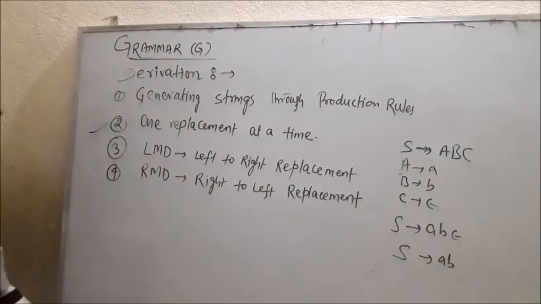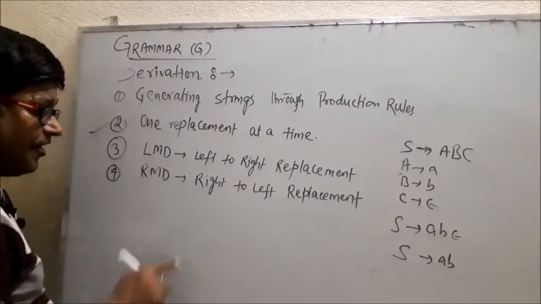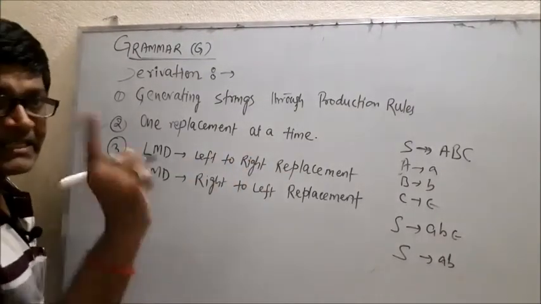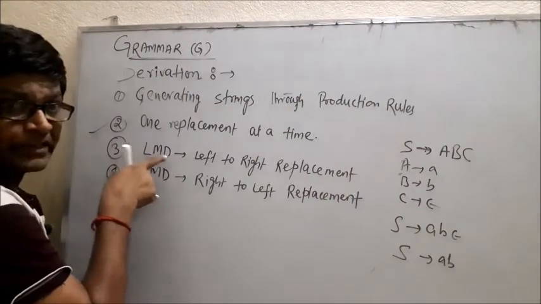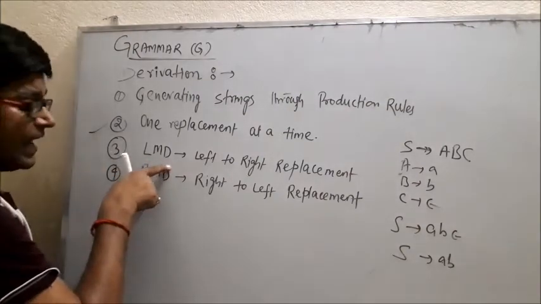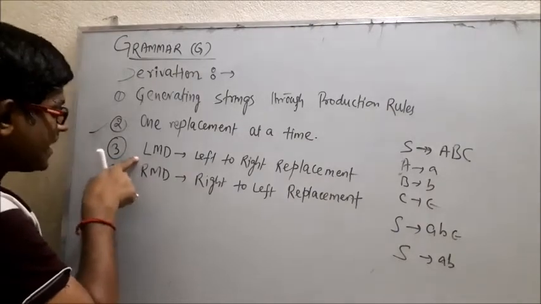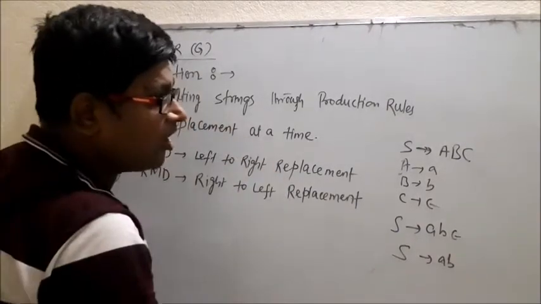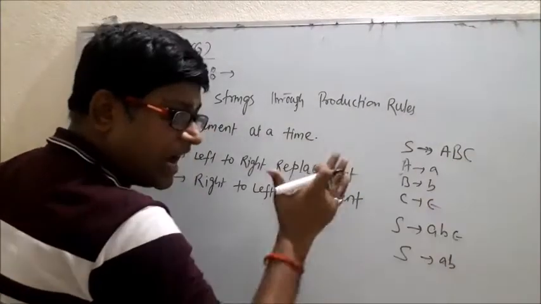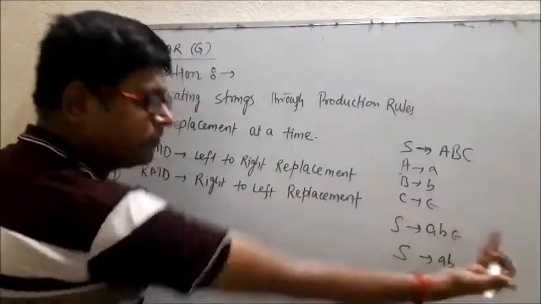The third point is, when the replacement is done from left to right, such a derivation is known as leftmost derivation, that is LMD. Please note the full form of LMD: leftmost derivation. Leftmost derivation means the replacement of variable symbols is done from left to right.